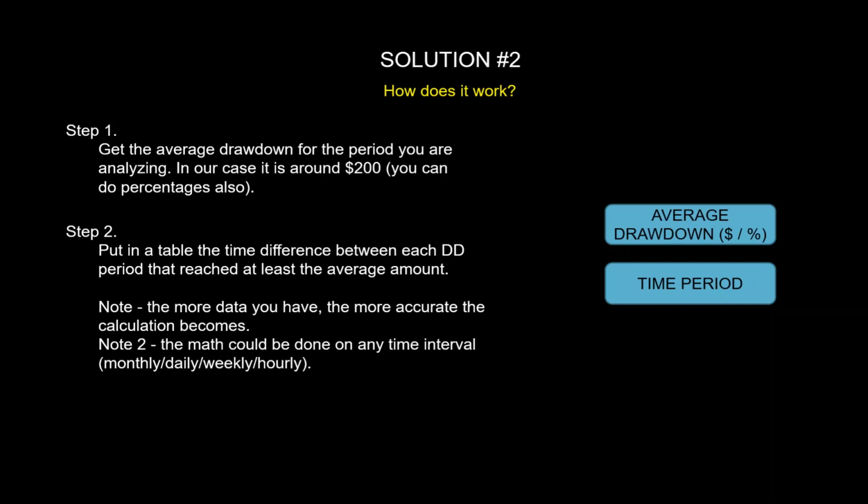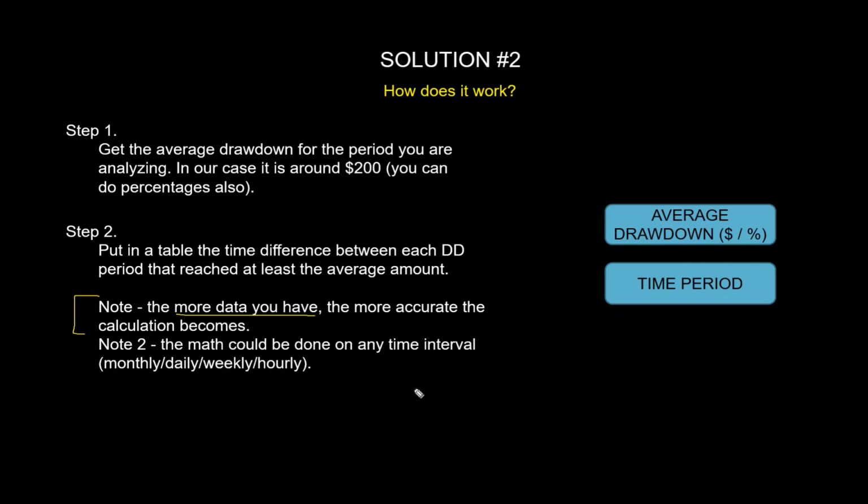Then the second step, we're going to put in a table the time differences between each drawdown period that reached at least the averaged amount. In a second you will see what I'm talking about. It's just that the image is too big and I wanted you to see it as a bigger image so you don't get confused. Now here is another key part. The more data you have, the more accurate and reliable your calculations become. You can't expect to calculate 3 trades and then make a conclusion. The bigger the data sample, the more accurate the output is.